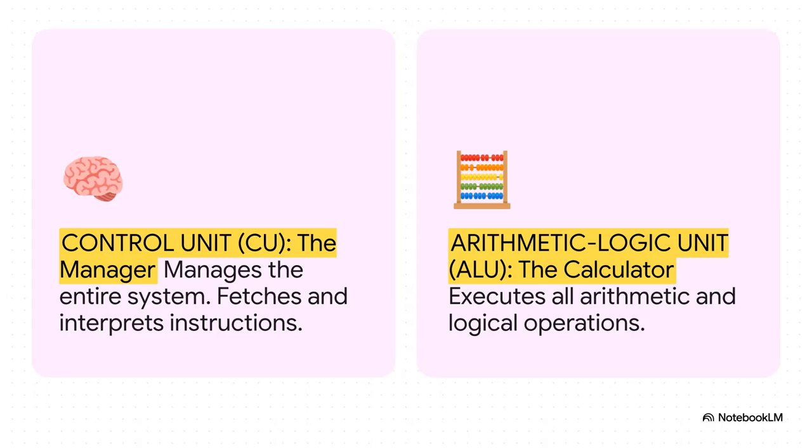But the CPU isn't just one thing. It's really a team of 2 working together. First, you've got the control unit, the CU. Think of it as the project manager. It fetches instructions and coordinates the whole show. Then you have the arithmetic logic unit, the ALU. This is the calculator.